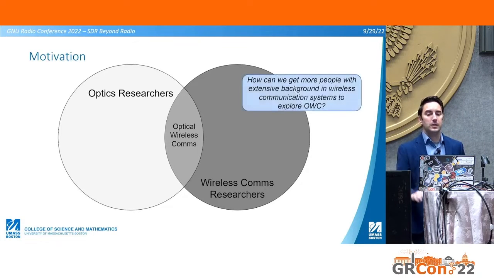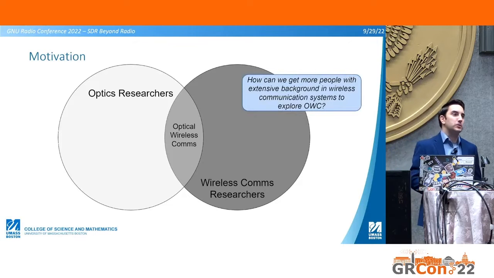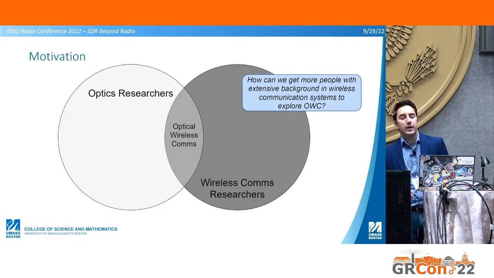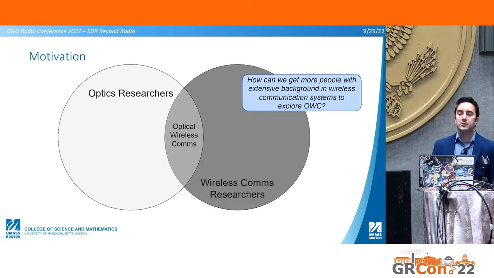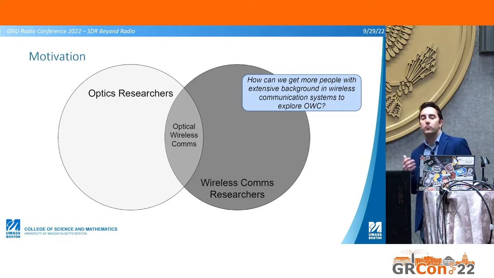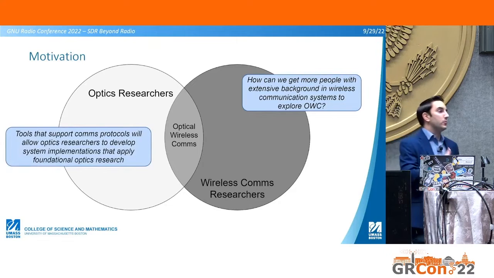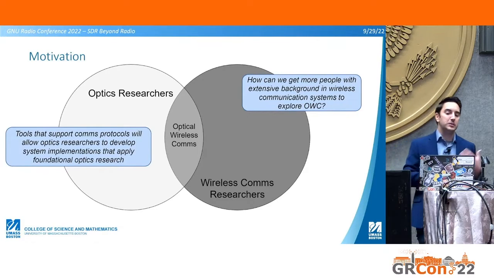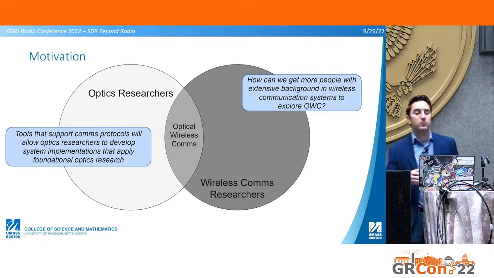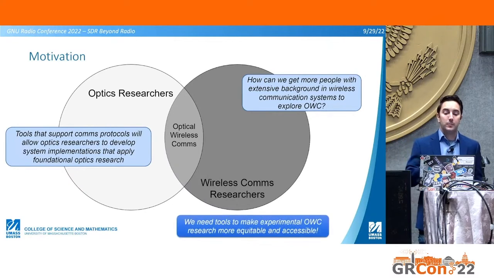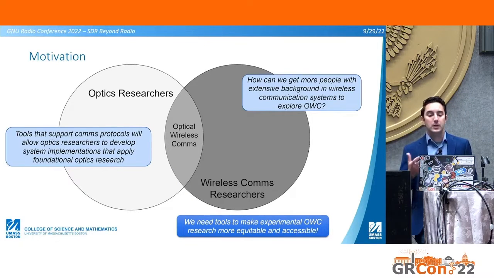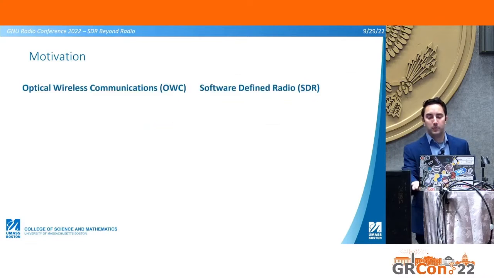for free space optical communications. So the key concept that we're coming into with this project idea is we're looking to see how we can get more people with this comms experience interested, excited about, and working with experimental optical wireless communication systems. Similarly, on the other side, people working in the optics space, we're looking to provide some tools and support that bring people working more at the physical properties side of things into systems implementations that actually deploy optical wireless communication systems. So big picture, we're looking to make more tools that make this experimental research in optical wireless communications more equitable, more accessible, more available to both communities.